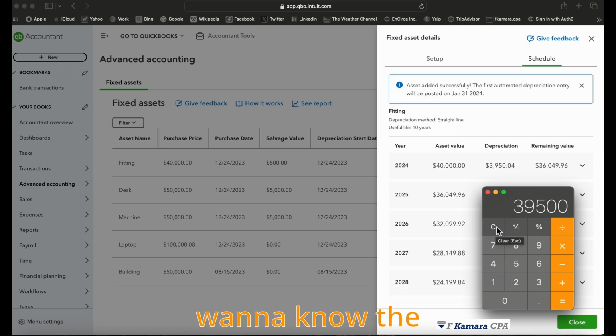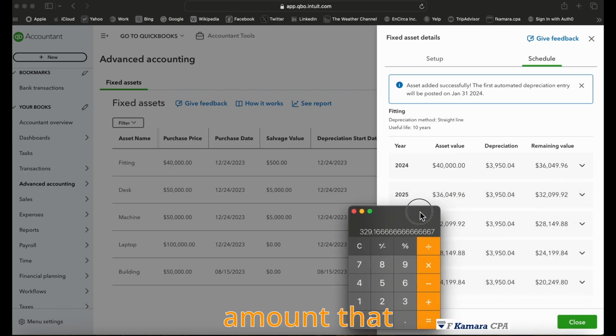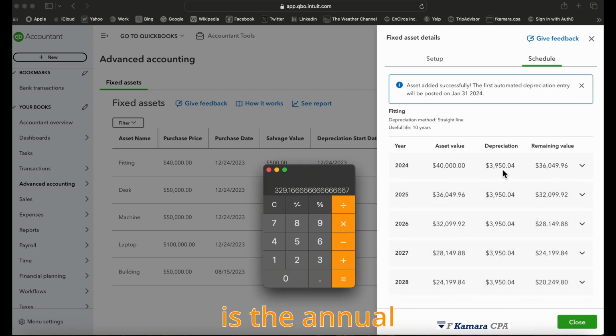Now if we want to know the monthly depreciation, since we know the useful life is 10 years, how many months per year? 12. So times 12 gives us 120 months. Now 39,500 divided by 120 gives us the monthly depreciation, which is 329.16. The amount that we're seeing right now is the annual depreciation.